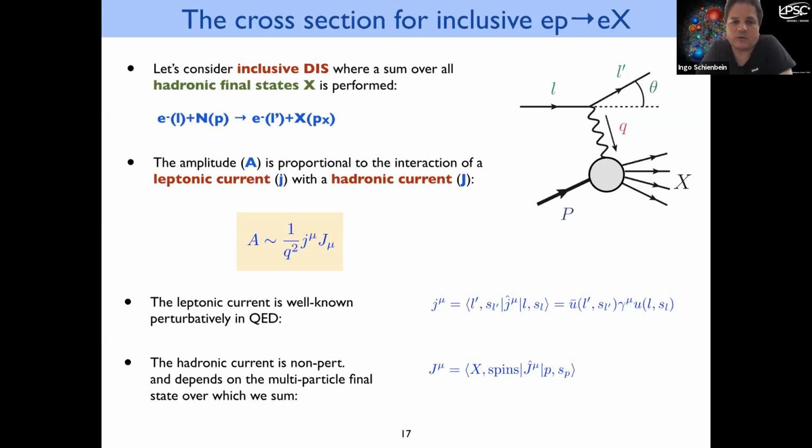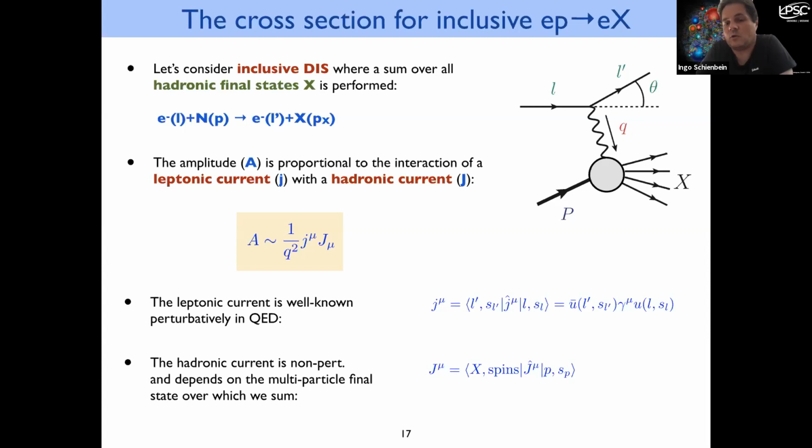The leptonic current is, of course, well known perturbatively in QED. We just take our QED Feynman rules: u bar gamma mu u. The hadronic current, on the other hand, is non-perturbative and depends on the final state X. So we can just write it as, we take the current operator, which is of course known as quark bar gamma mu quark, roughly speaking, and then we just write down the matrix elements.